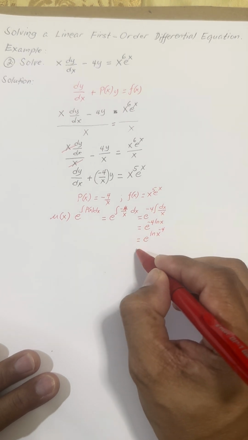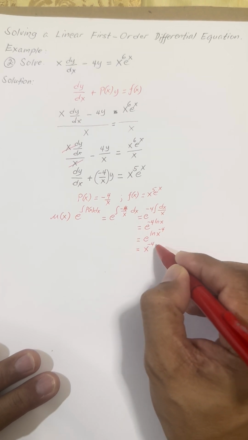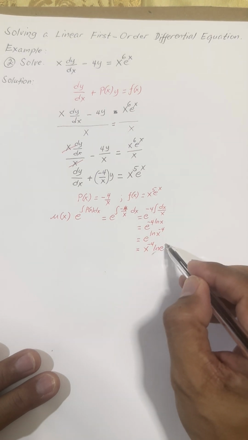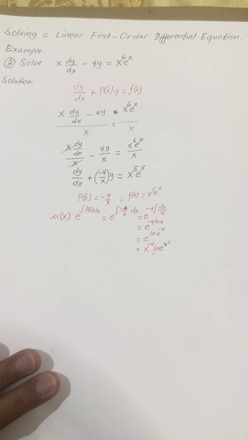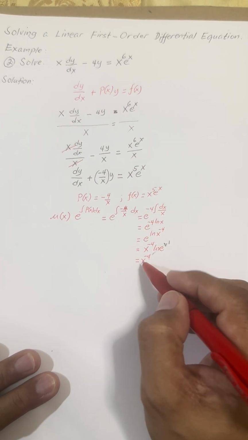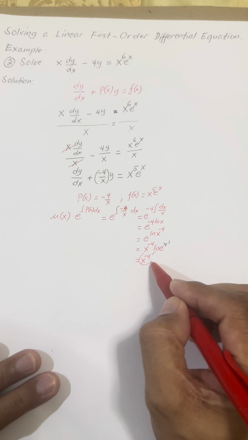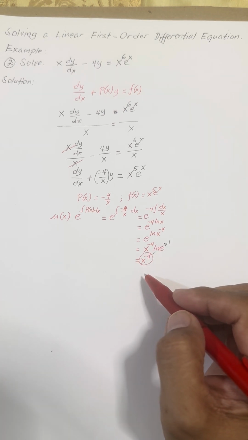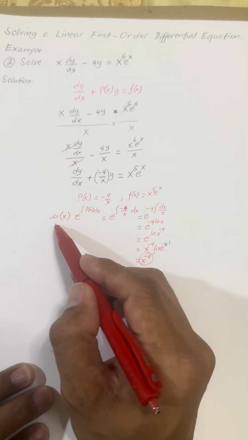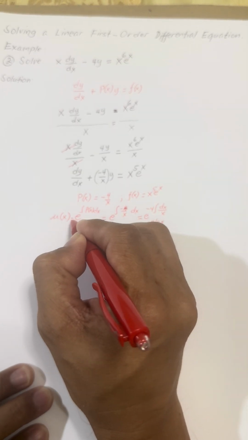Alright, so after that, we can rewrite this. We can bring this down, x to the minus 4, multiplied by ln e, where ln e is equal to 1. So this is just equal to 1 times x to the power minus 4. So this is x to the minus 4. This is our mu of x, a function of x. This is the factor that we are going to multiply, because this is the second step, no? The second step is finding the mu of x.